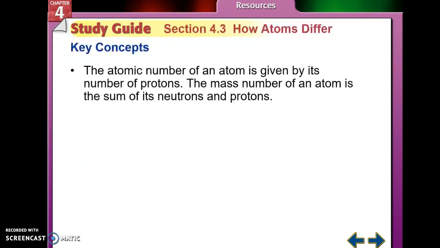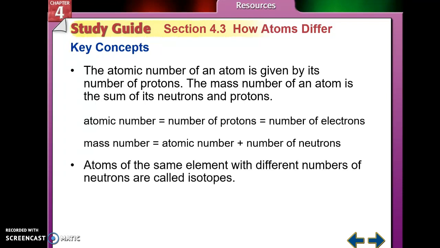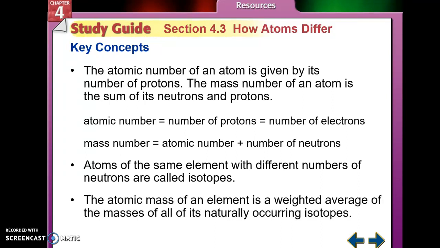And remember that the atomic number is given by the number of protons. The mass number is the number of neutrons and protons. And the number of electrons is equal to the number of protons. Atoms of the same element with different numbers of neutrons are called isotopes. And we can calculate the average atomic mass by doing a weighted average of all of the masses of naturally occurring isotopes. So thanks so much for your attention, and we are done with Chapter 4.